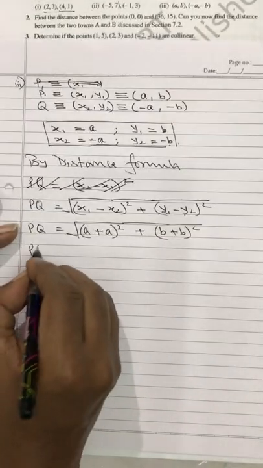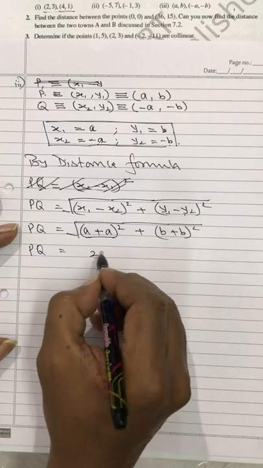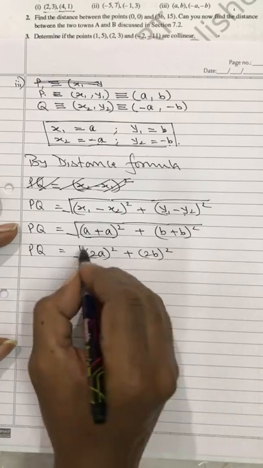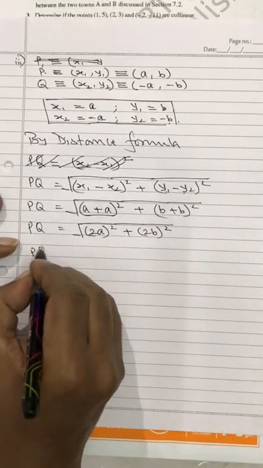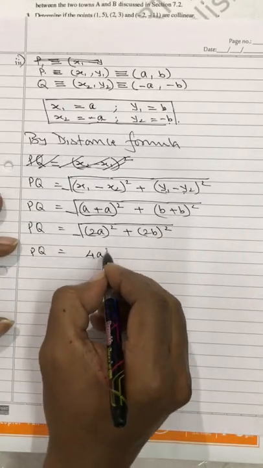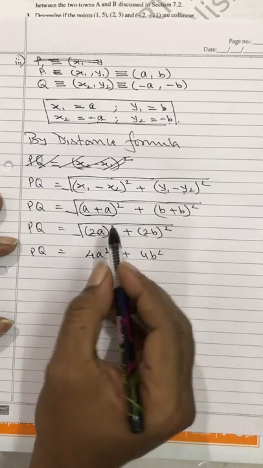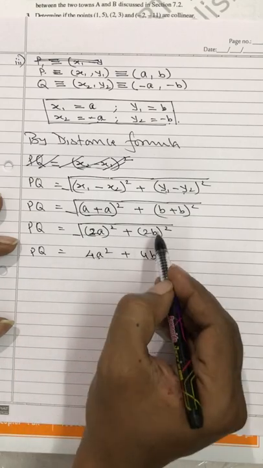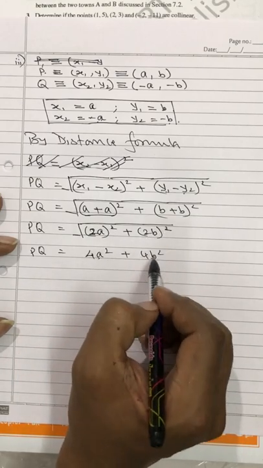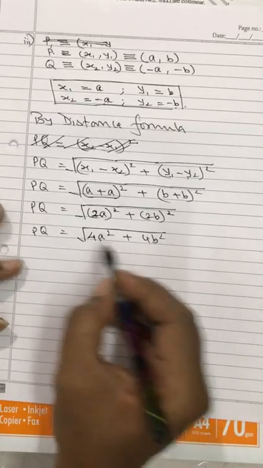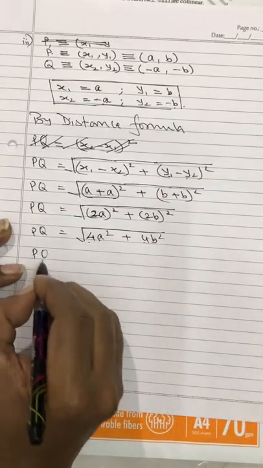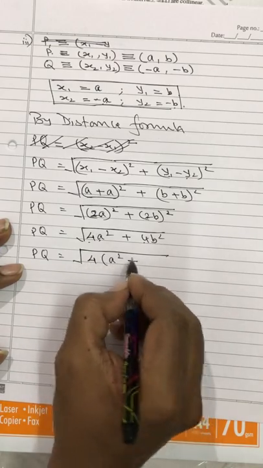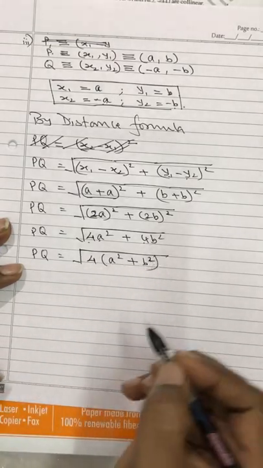This I'll solve. A plus A will be 2A the whole square plus 2B the whole square. Now when I open this bracket, it will become 4a square plus 4b square. Are we getting this? Square will go to 2 also. 2 square is 4, a square is a square. Here also 2 square is 4 and b square is b square. Square root will definitely continue. But now 4 will go out as a common factor, but inside the radical, a square plus b square. This is how it will be written.